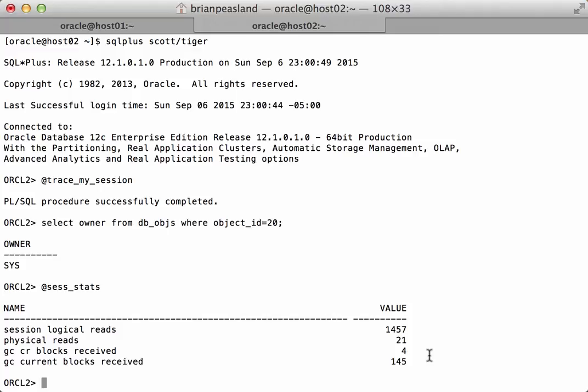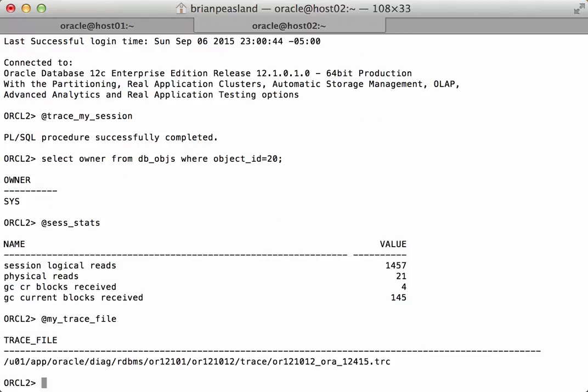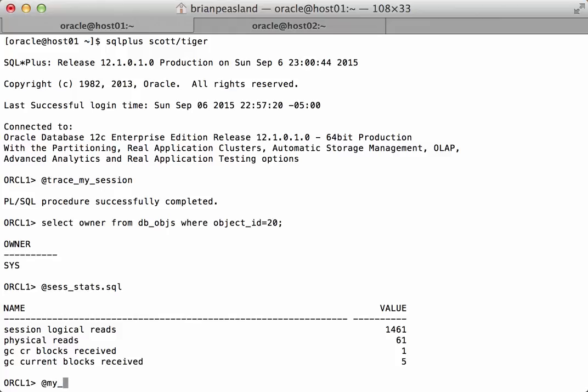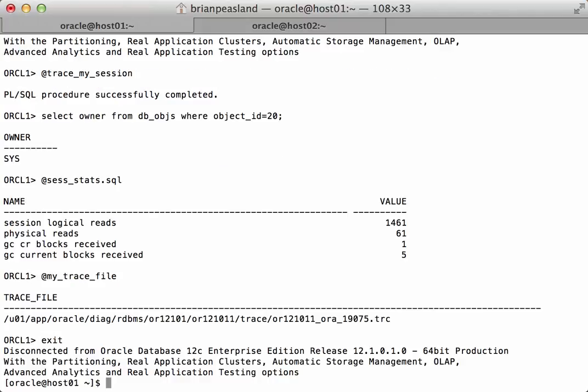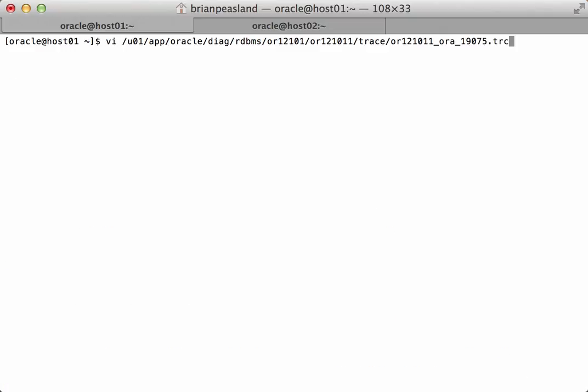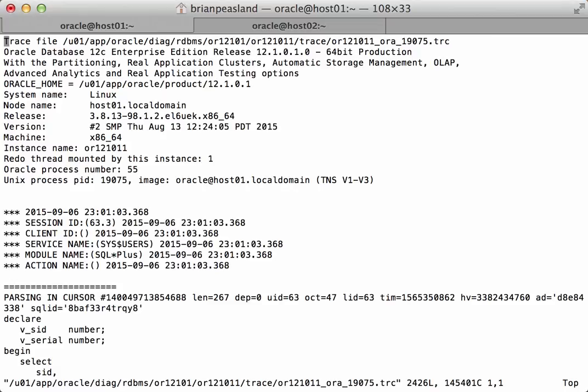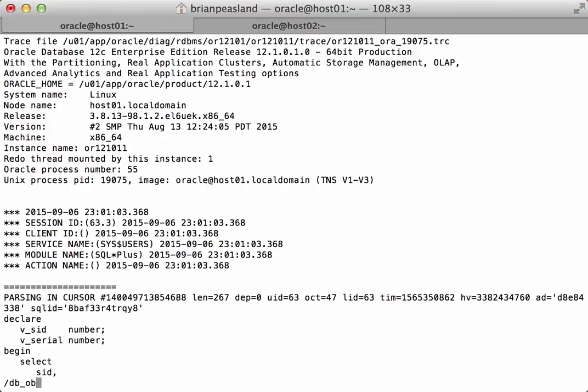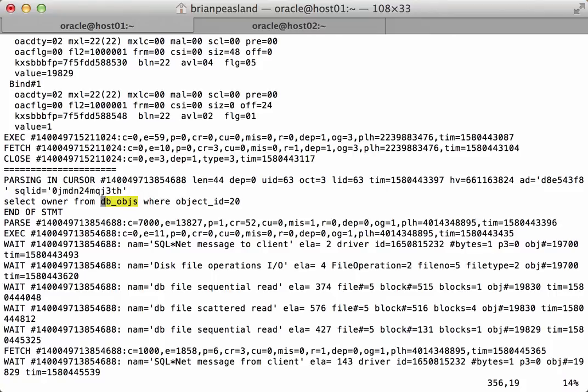That's recursive SQL. Last thing I want to do is get my trace file name. Okay, so there on host 02 is the trace file name of my session. And I'll go back over here on host 01 and do the same. Okay, so I'll exit out of SQL Plus. Now I'm going to take this whole trace file name. I'm just going to use VI to look at the contents of my trace file. And then I'm going to search for that table.